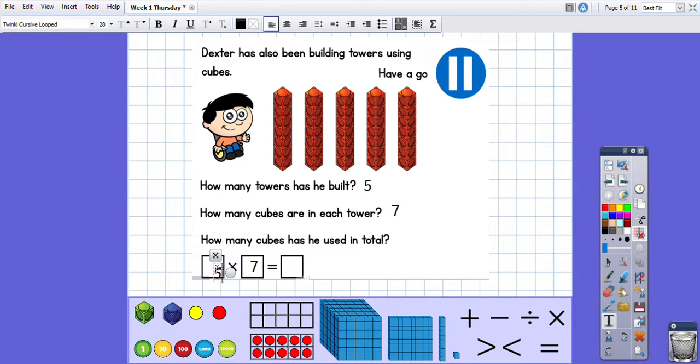Okay, so I can count in my 5s, up to 7. So put 7 on your fingers and count in 5s. 5, 10, 15, 20, 25, 30, 35. He has used 35 cubes.